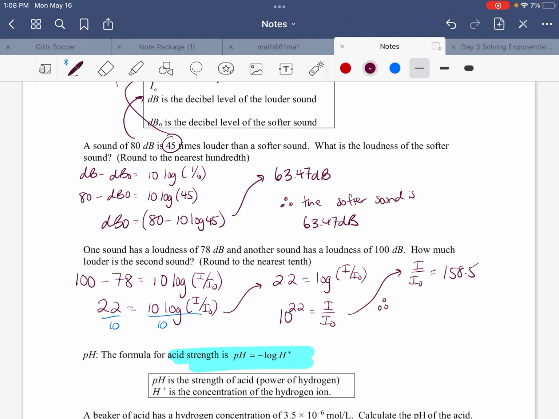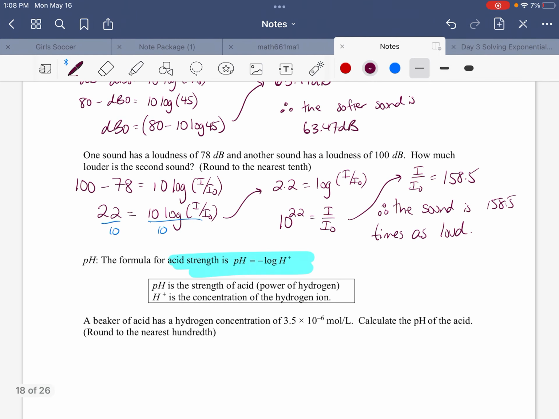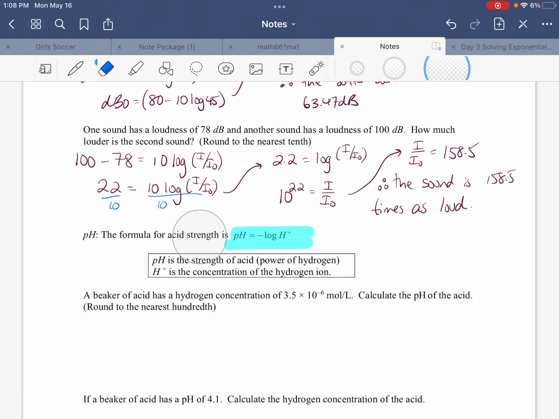So therefore, this sound is 158.5 times as loud. Okay, pH questions. So we're given this equation here.